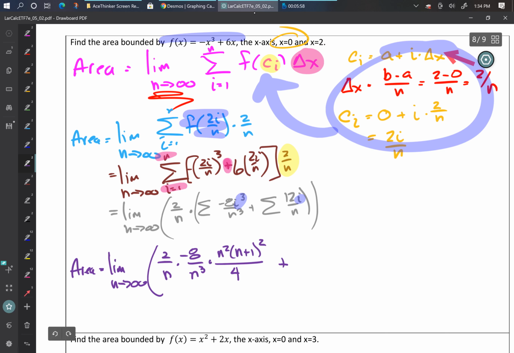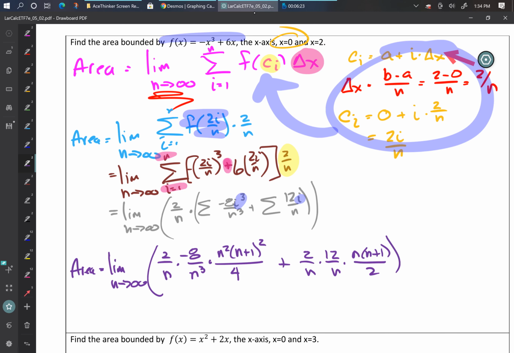And then plus 2 over n times 12 over n times the summation formula for plain old i. That's going to be n times n plus 1 over 2. And so now what I want to do is find out what these are all equal to, because I have to take the limit at infinity.